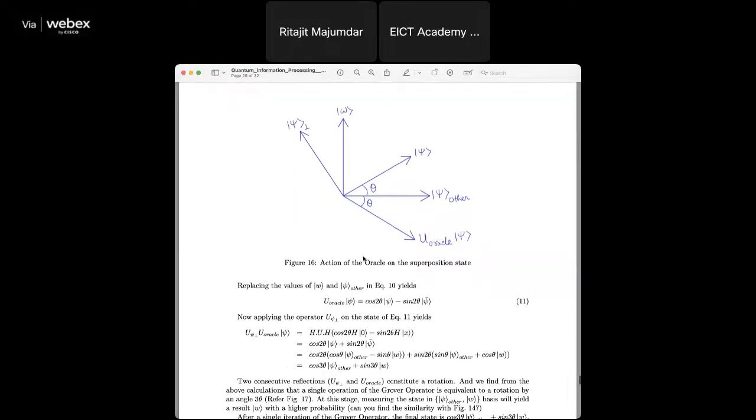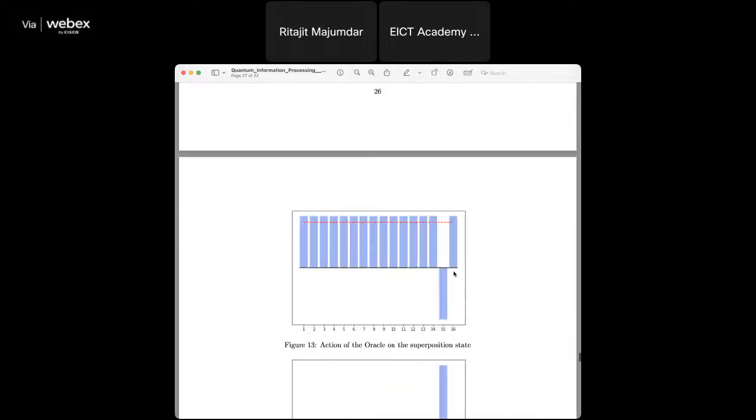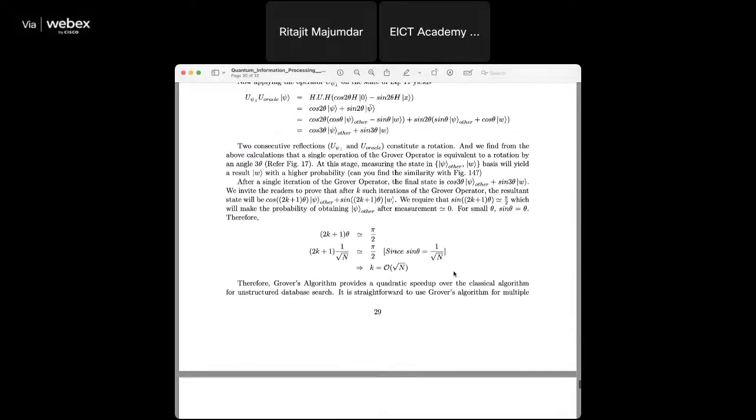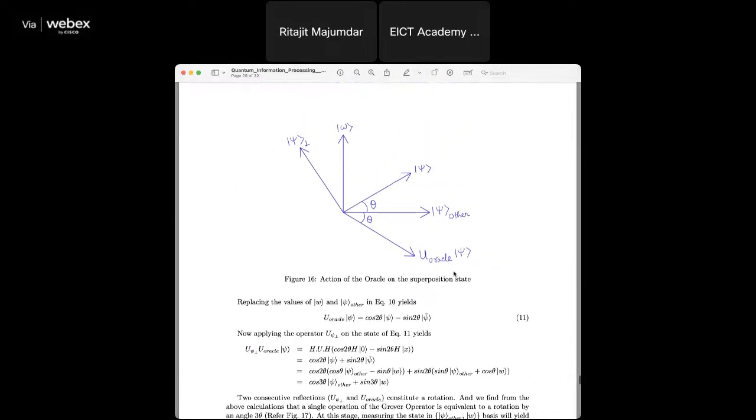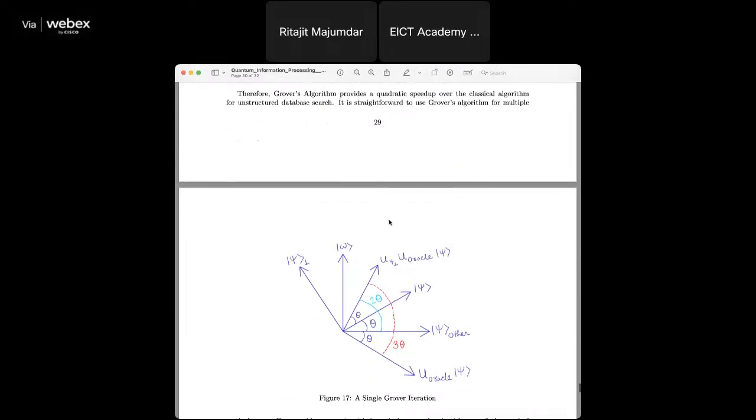Now what happens when you apply this reflection operator? When we talked of reflection here, you reflect along this. So what will happen is something like this. When you apply this reflection operator on top of this, it will move like this. It will move 3 theta. So this is theta, this is theta. It will move by another theta along this line. So overall, starting from here, it moves 3 theta.